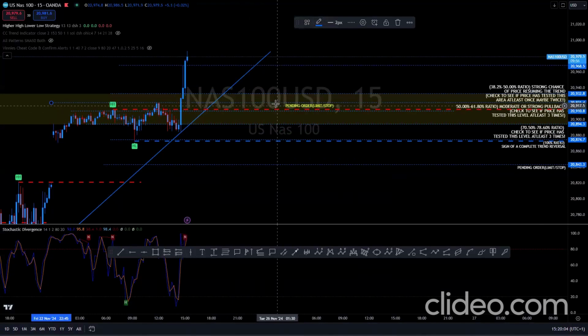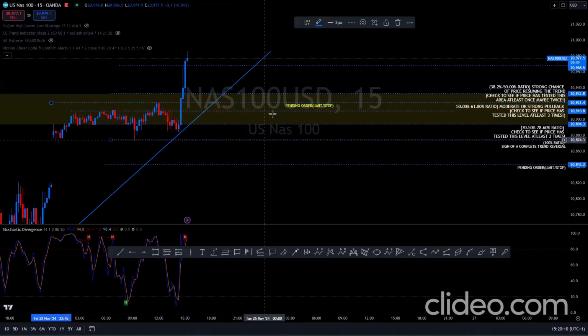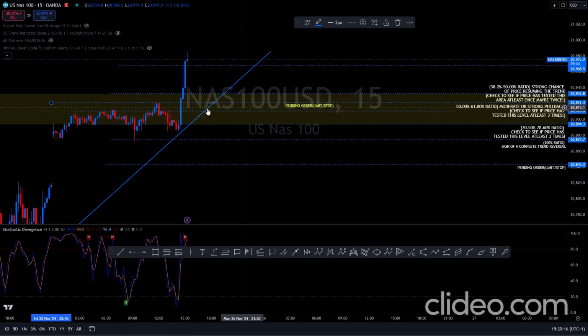We'll see if price really tests this area, comes back to the 50%, tests this area. And if it does, I'll probably place my pending order depending on how big price tests this area, or if price comes down and tests this area. So we'll see.